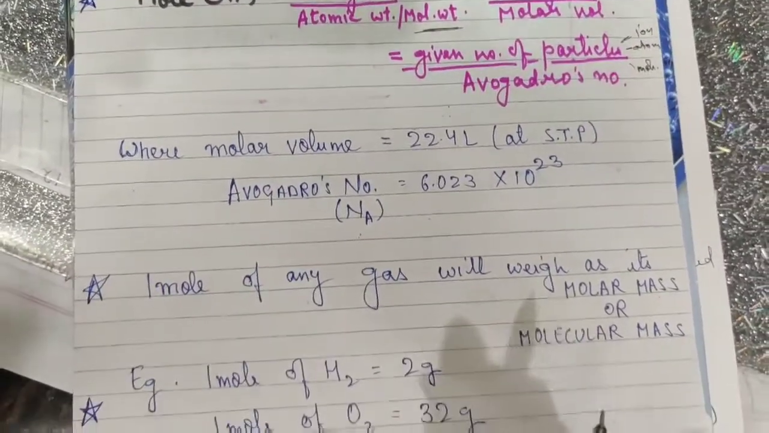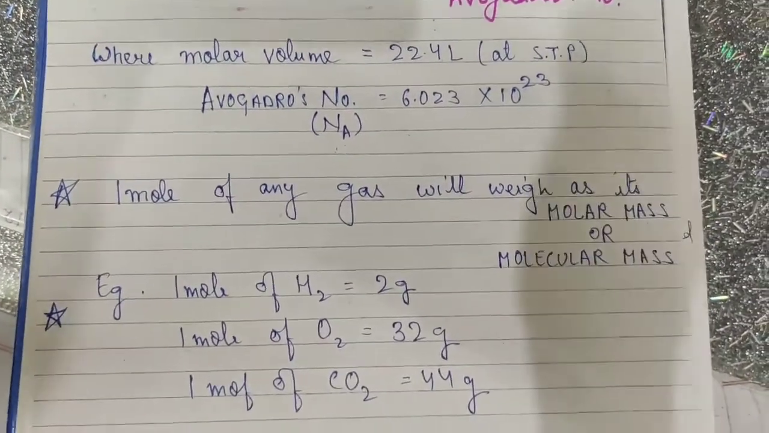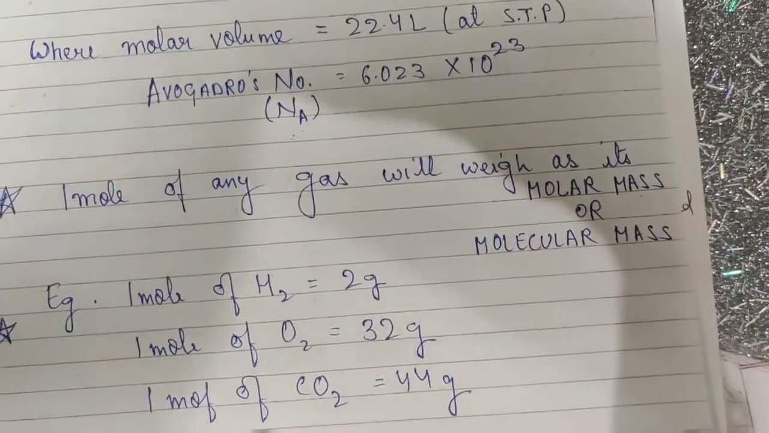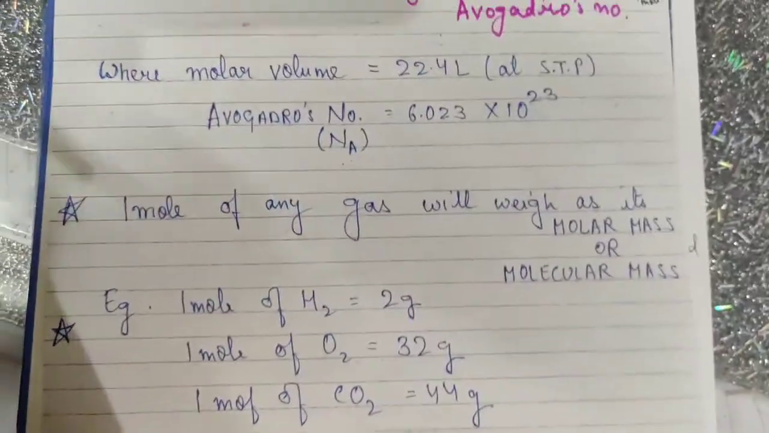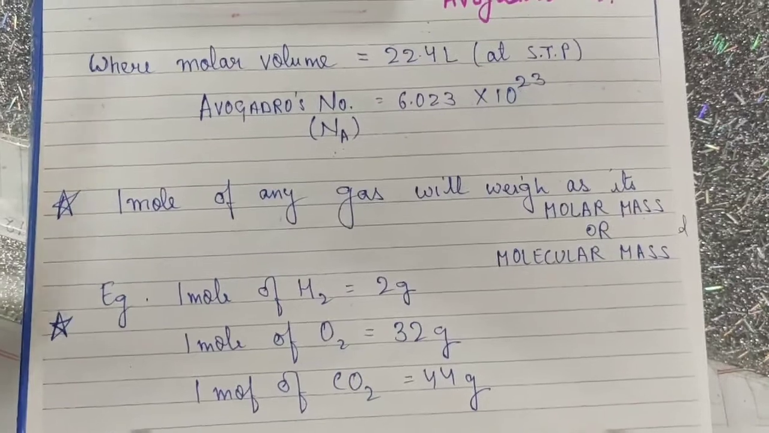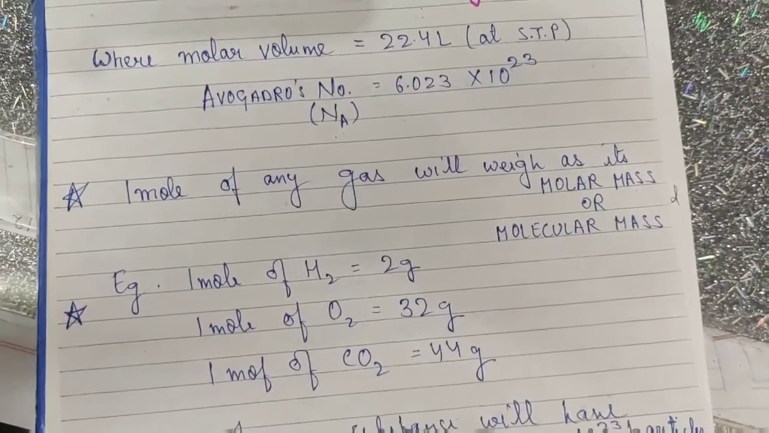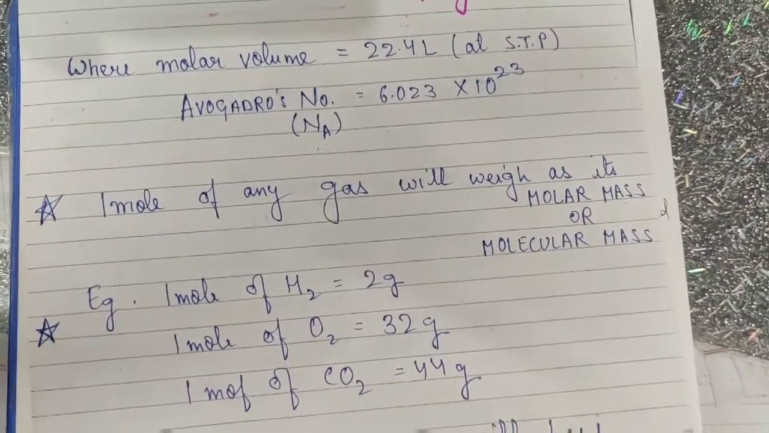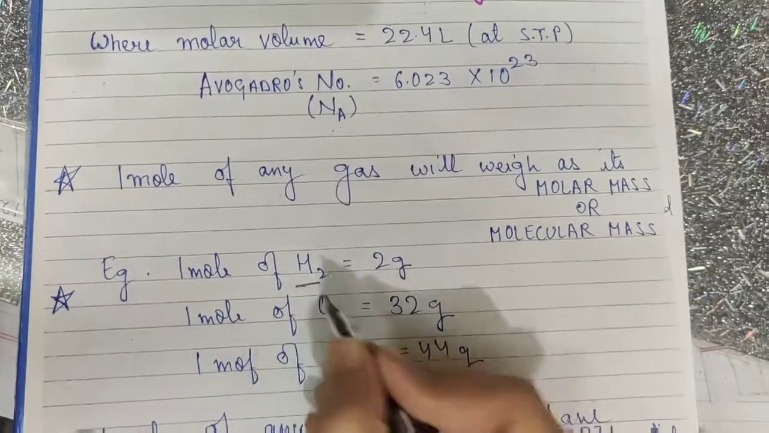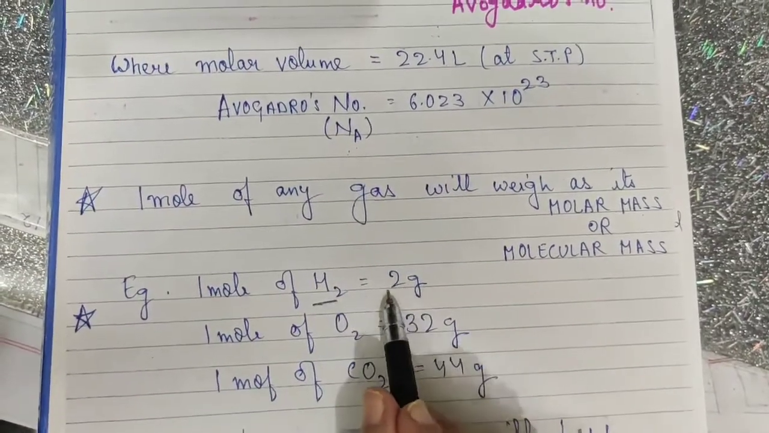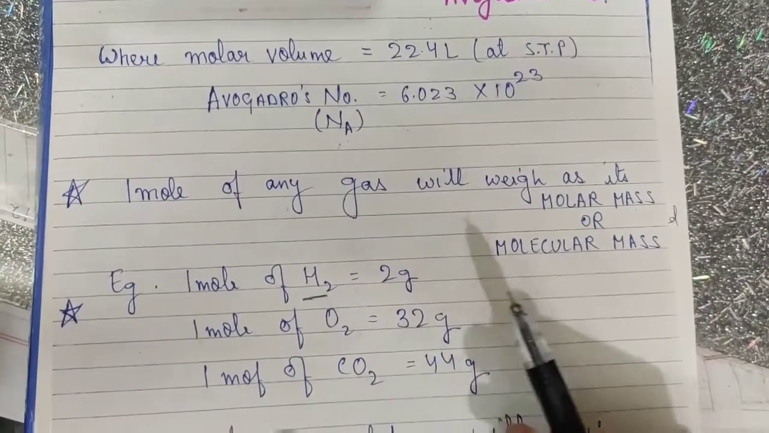Now coming to the next point. The next point says 1 mole of any gas will weigh as its molar mass or molecular mass, which means 1 mole of any gas, X, Y, Z, whatever gas it is, the mass of that 1 mole of gas will always be equal to its molecular mass. Like if I say 1 mole of hydrogen gas, as you can see here, molecular mass of hydrogen gas is 2 gram. So 1 mole of hydrogen gas will be equal to 2 gram.